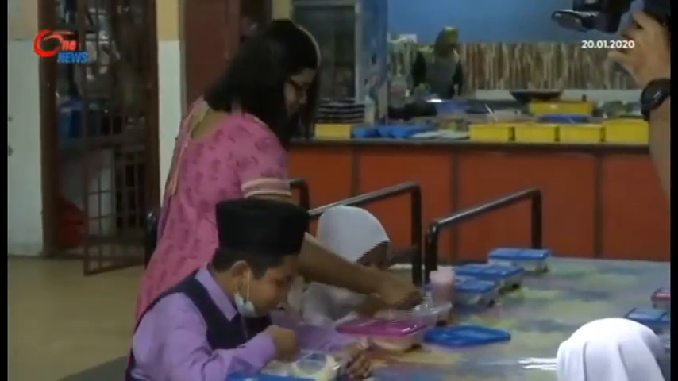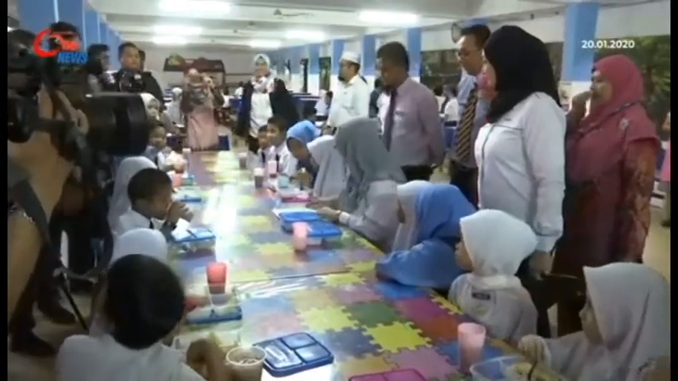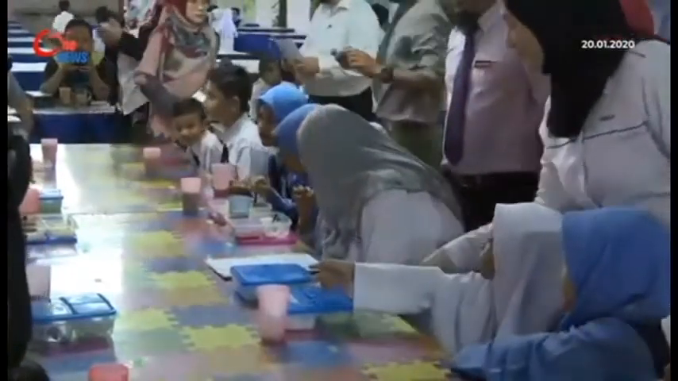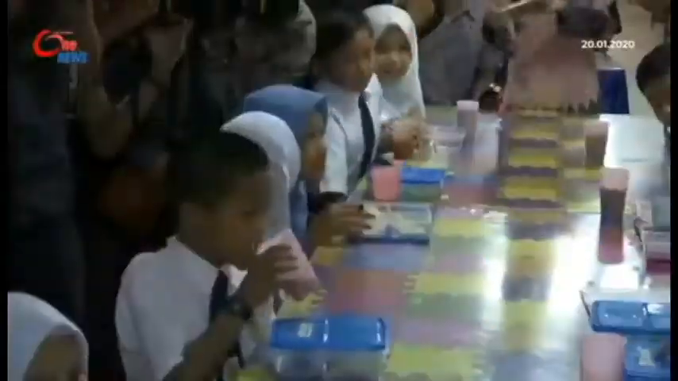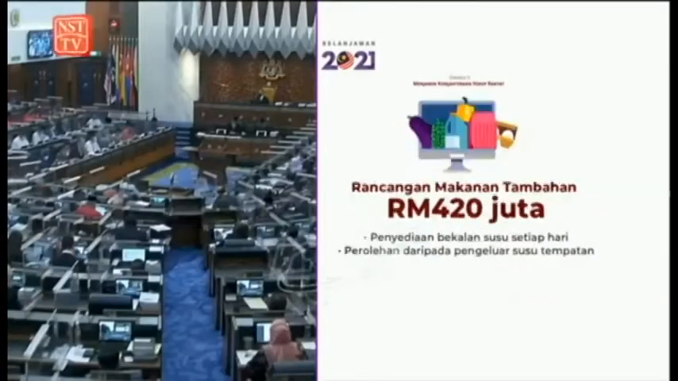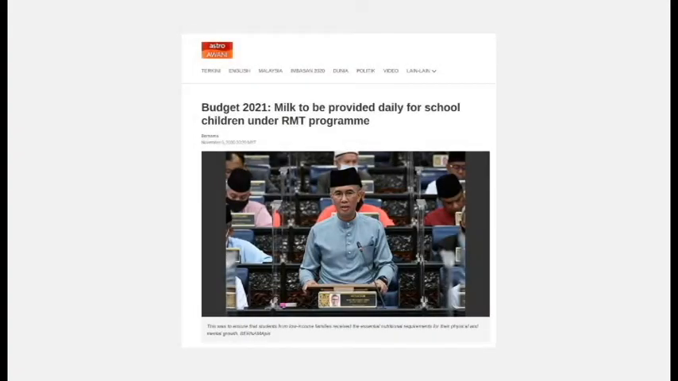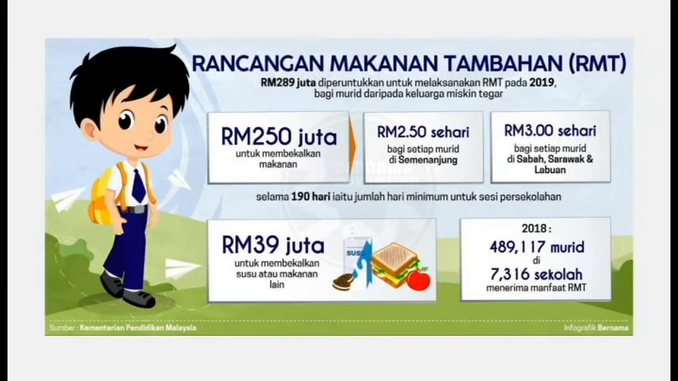It is essential for pupils to receive a good start in their early school life, particularly when they are already disadvantaged by the lack of nutrition from their low-income background, and especially if they hope to eventually break free from the poverty cycle. In the recent tabling of Budget 2021, RM 420 million was allocated for the RMT. The allocation of RM 420 million in Budget 2021 is 42% higher compared with RM 295 million in Budget 2020 and RM 289 million in 2019.